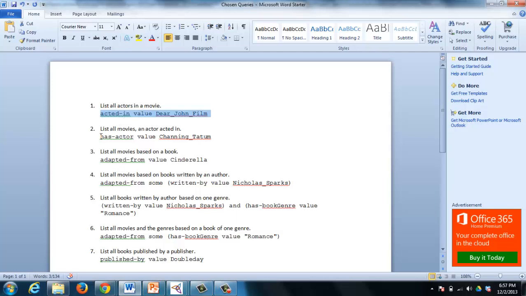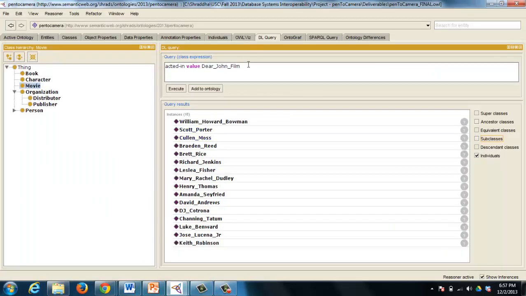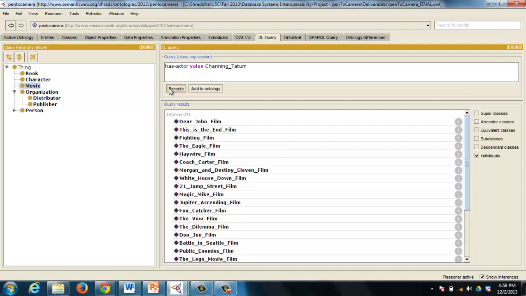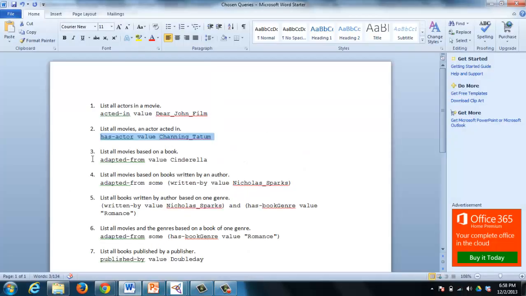Then if we want to list all movies that a particular actor has acted in, so here we're looking at movies that Channing Tatum, for example, has acted in. If I execute this, we have a bunch of movies that Channing Tatum has acted in. It gets more interesting now.